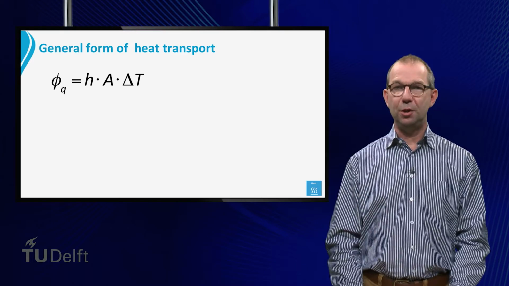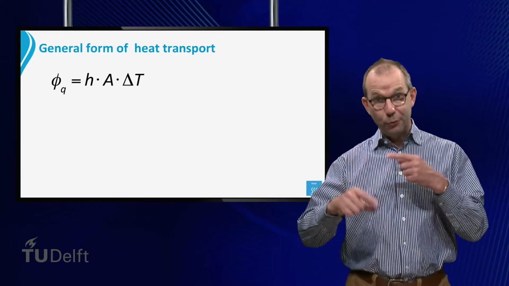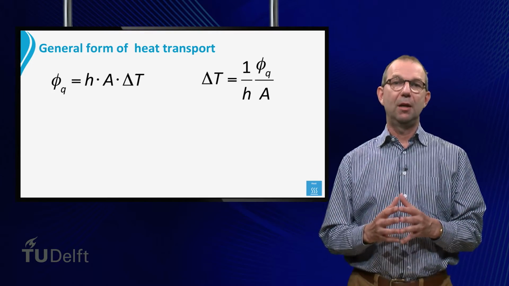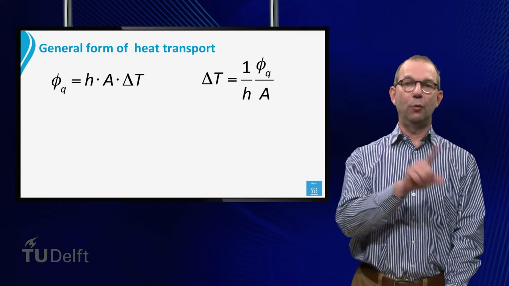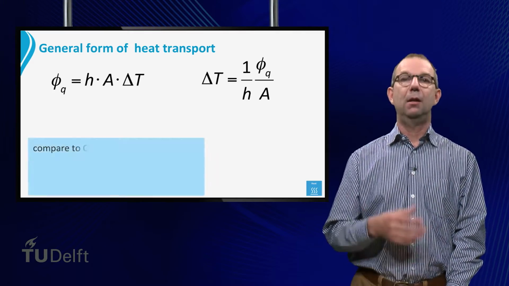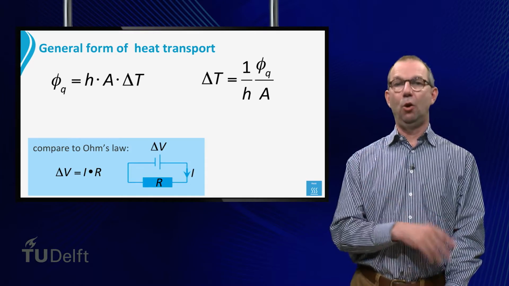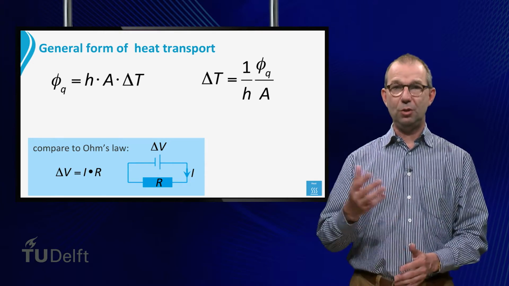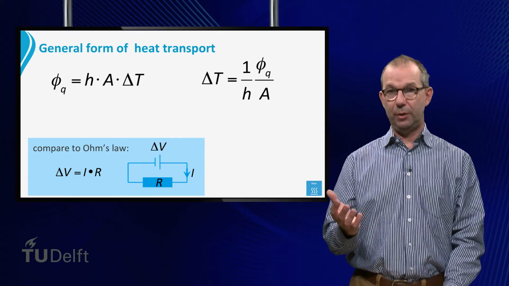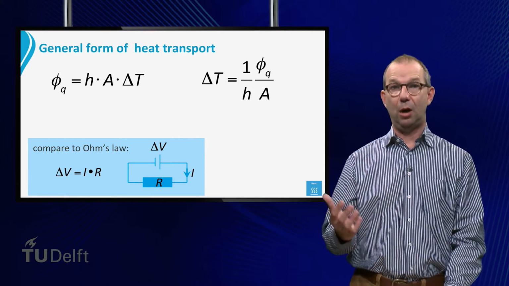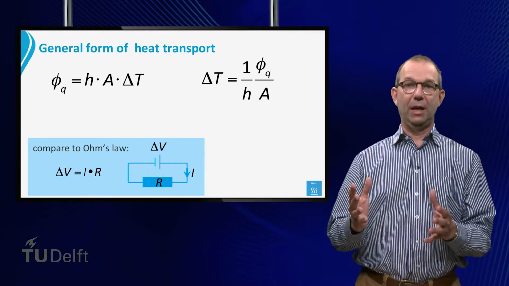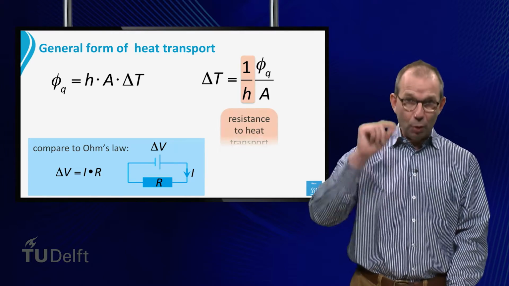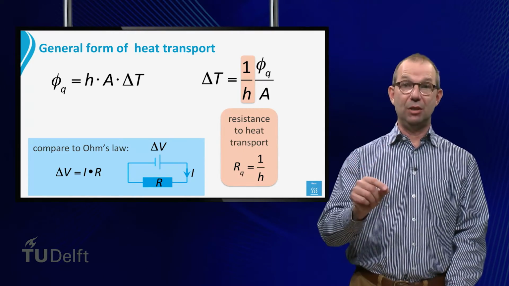Rather than writing phi q as a function of delta T, we can also invert this equation and write delta T as a function of the heat transport. Obviously, we now find on the right-hand side 1 over h as the coupling constant. As we have seen, this is very much like Ohm's law. A voltage difference across a resistor leads to a current. According to Ohm, the current and the voltage difference are related via delta V is I times R, with R the resistance. If we look at our equation on the top right of the sheet, it looks the same. Thus we see that 1 over h can be interpreted as resistance.